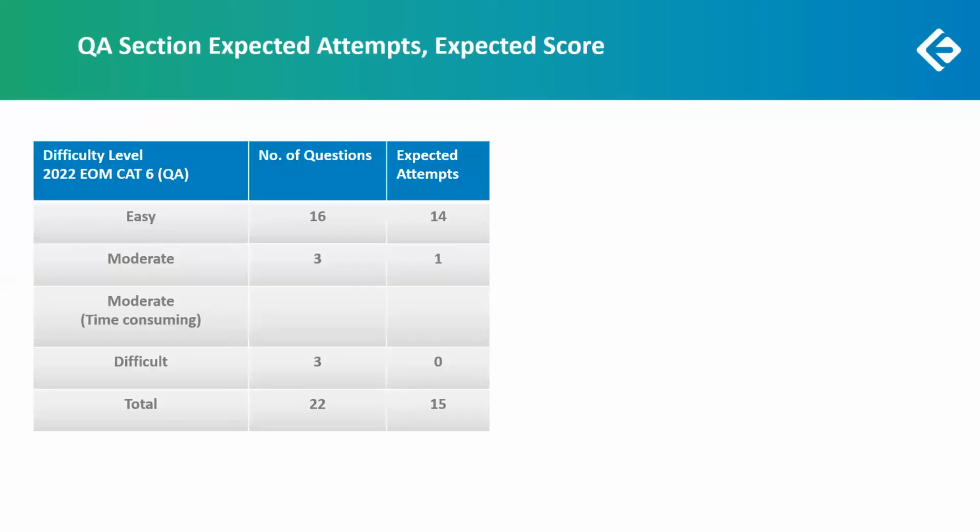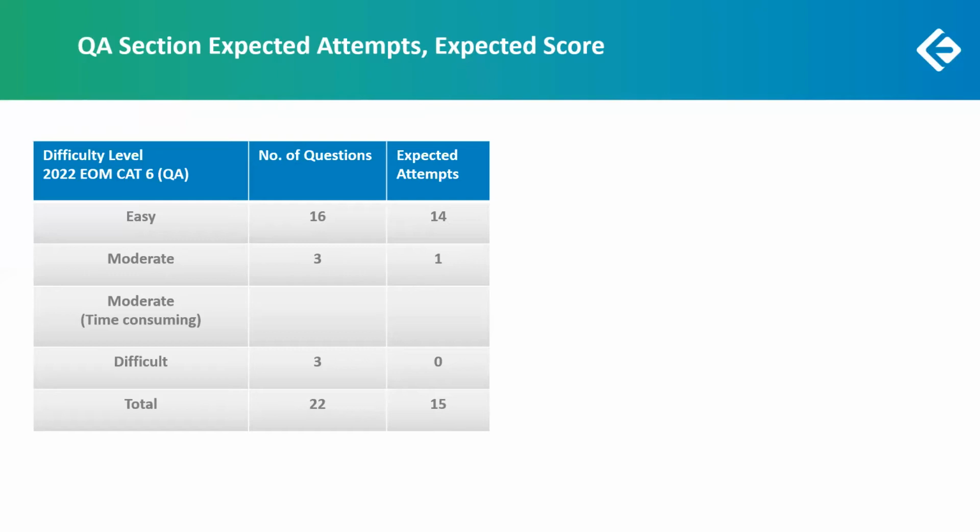So now, let us look at the expected attempts and the expected score. So we can see that in this paper, there were 16 easy questions, out of which 14 at least should have been attempted. Ideally, all the 16 should have been attempted because they were the easier questions. And in competitive exams, we target the easy questions first because all the questions carry equal marks. So ideally, all the 16 should have been attempted. But in case you could not attempt 1 or 2, at least 14 should have been attempted.